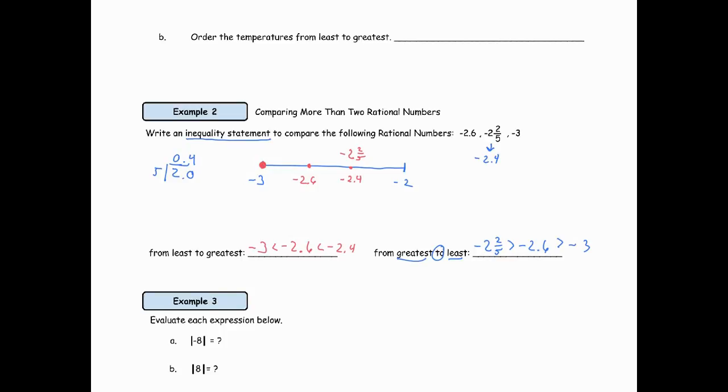One quick thing, back to the least to greatest, I always like to use the original number. So the original number, yes, is negative 2.4, but it looks like negative 2 and 2/5. So I'm going to rewrite this problem so that it's negative 3 is less than negative 2.6, which is less than negative 2 and 2/5.